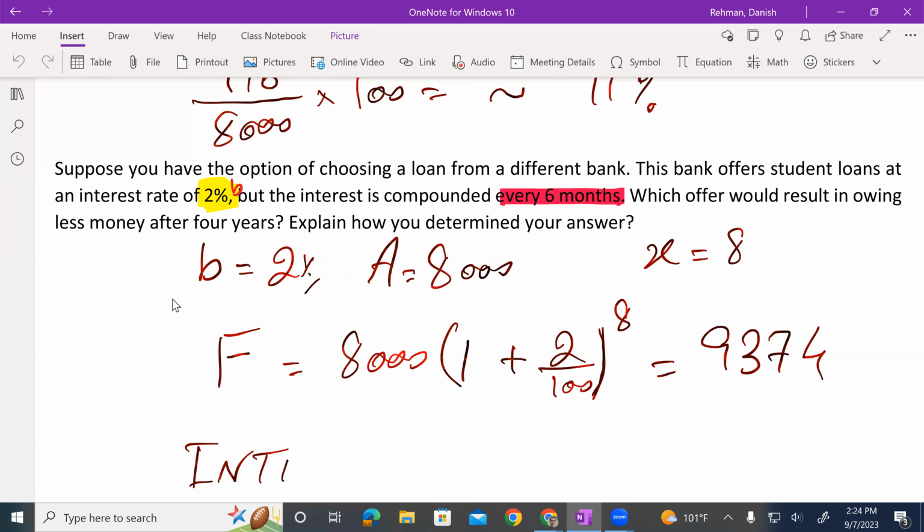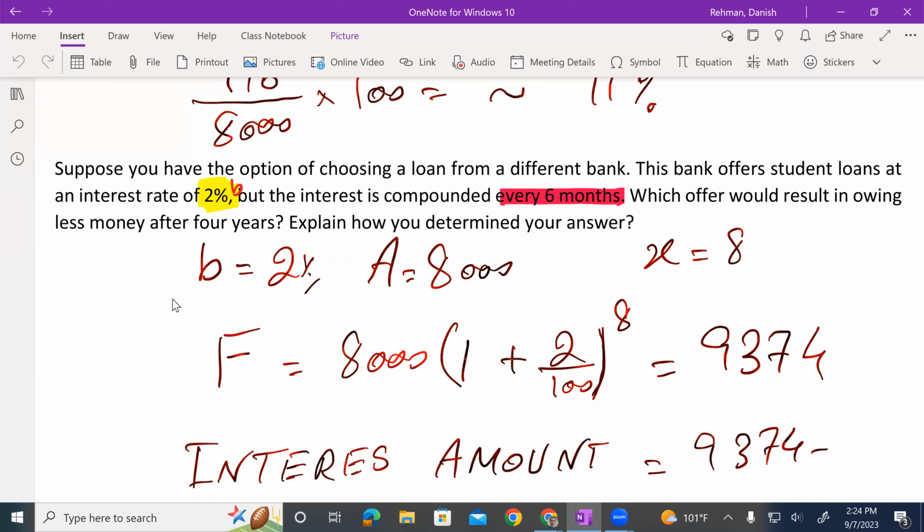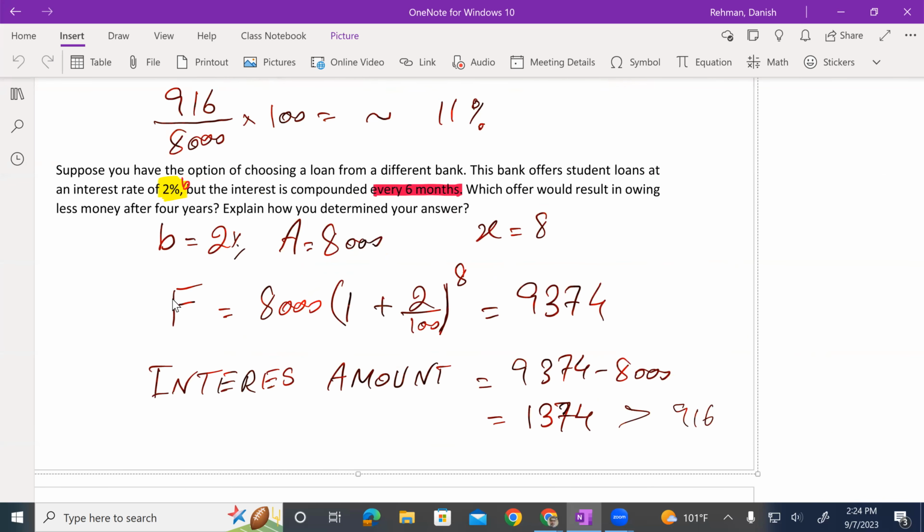What's the interest amount here? Can you explain it in your own words? What should you do here? How much is the interest amount? 9,374 minus 8,000. This is going to be 1,374, which is way bigger than the 916 that you were charged earlier. Make sense? That's how we will be working on your compound interest or compound growth. This formula was for the growth, not for the decay.